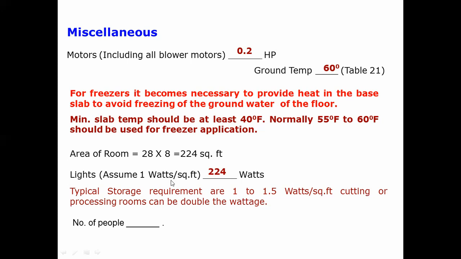Here the number of people we are considering as 0, because people will be coming inside and going outside. People won't be permanently inside a cold storage, so we are considering 0 people here. You can write this also. These are miscellaneous input values.